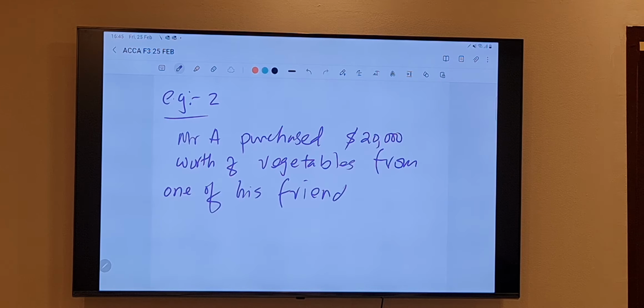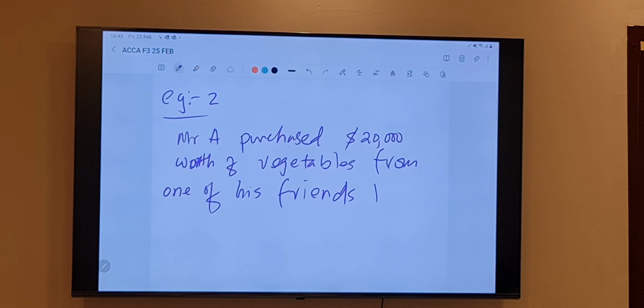20,000 worth, W-O-R-T-H. Worth means value. Worth of vegetables from one of his friends, to be paid in 3 months time.